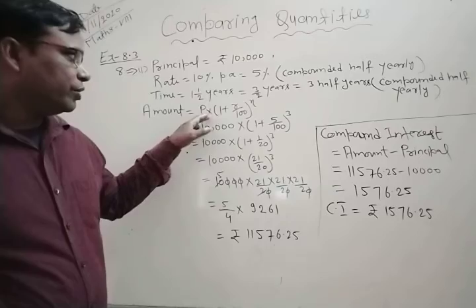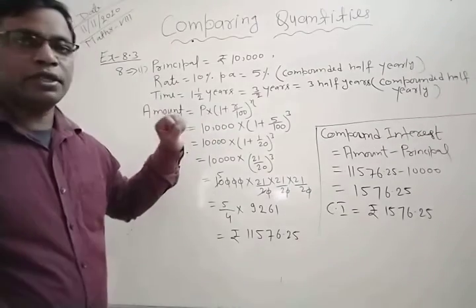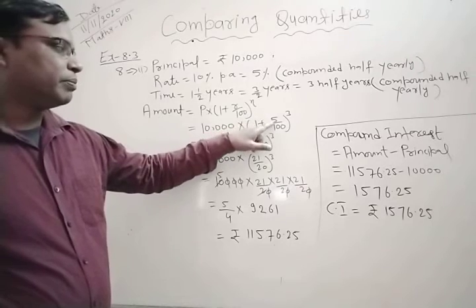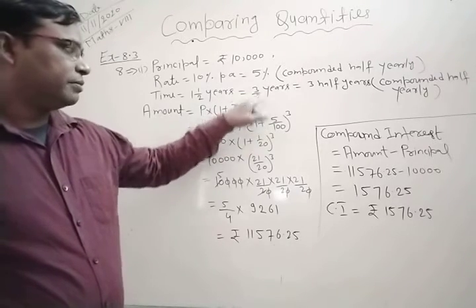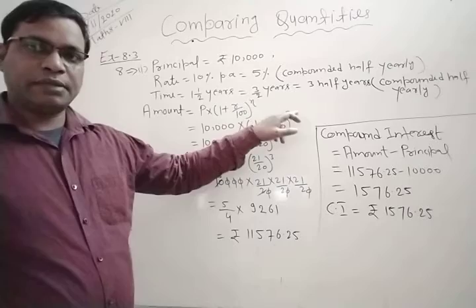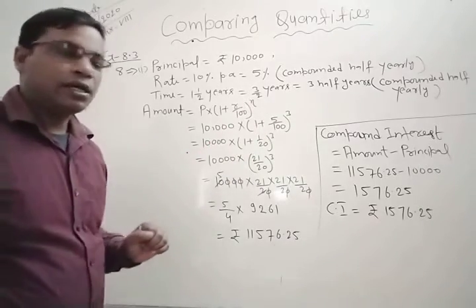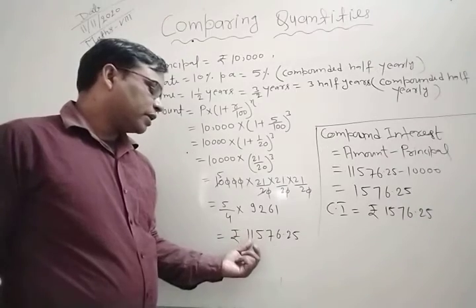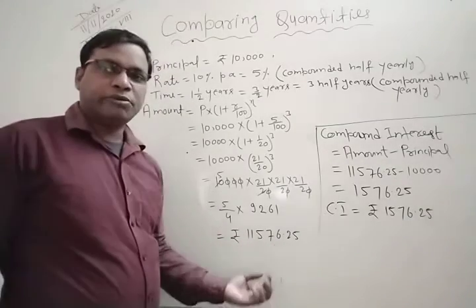So amount is equal to P into (1 plus R upon 100) to the power n. Principal is given here, 10,000, times 1 plus 5 upon 100. Rate is 5, n is 3. Time is given as 3 half years. So if you calculate this, then you obtain 11,576.25. This is the amount.